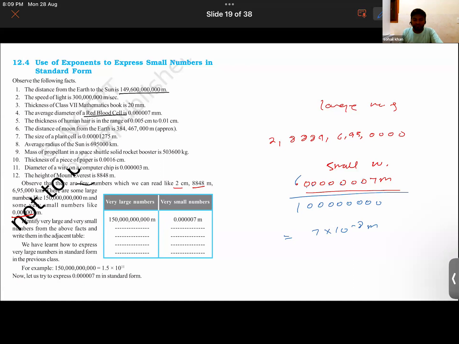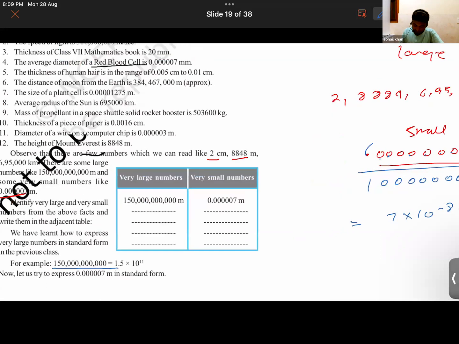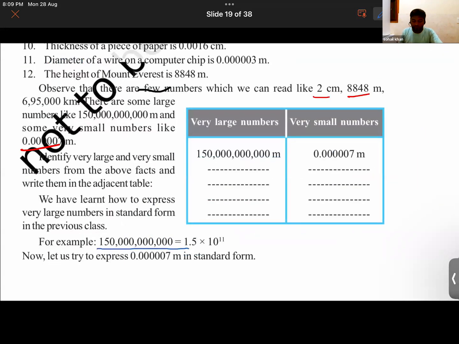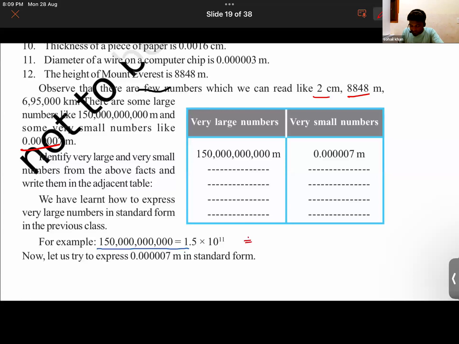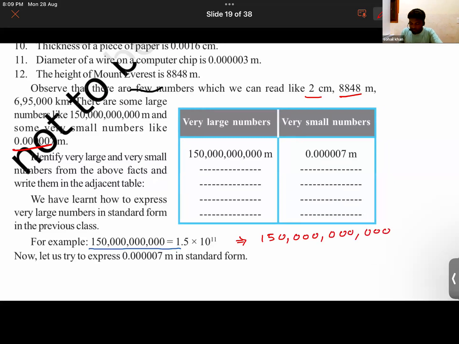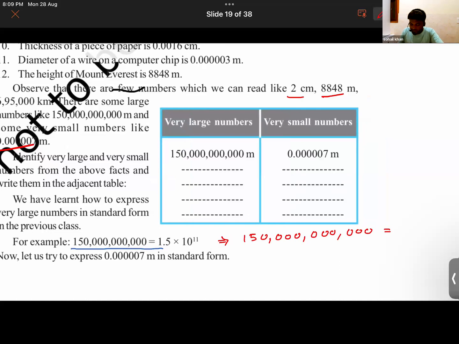So that is what we will be discussing and solving some questions on it also. So for example, this number here, it can be expressed as 1.5 into 10 raised to the power 11. So we have put a decimal here. So take this number, 150, 3 zeros, again 3, and again 3, and again 3. Okay, Ahmed, count the number of zeros. How many zeros are there? There are 10 zeros here, no?